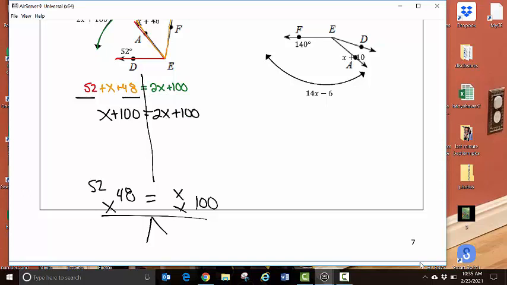All right, well, we want the x's on the same side, so I'm going to minus x from both sides. And I have 100 equals, well, if I take an x off of this side and an x off of this side, I have 100 equals x plus 100. Well, what number plus 100 equals 100?